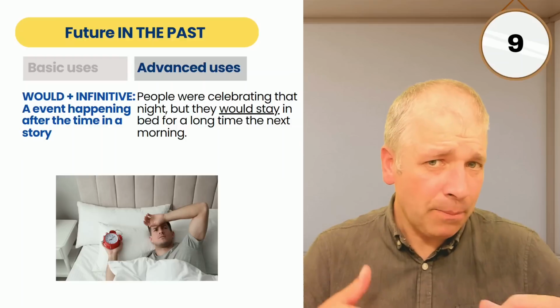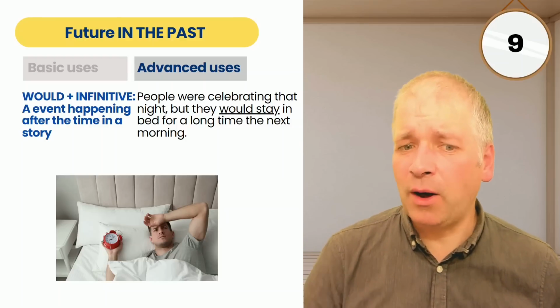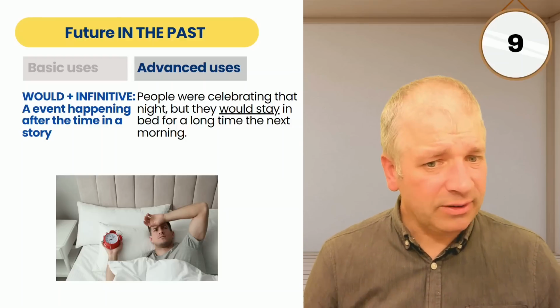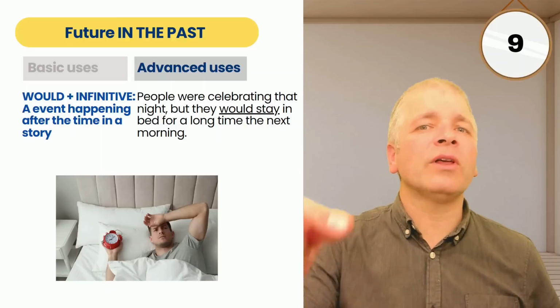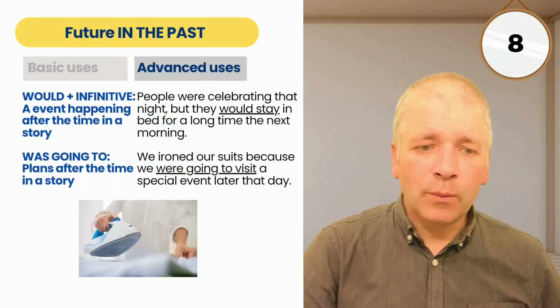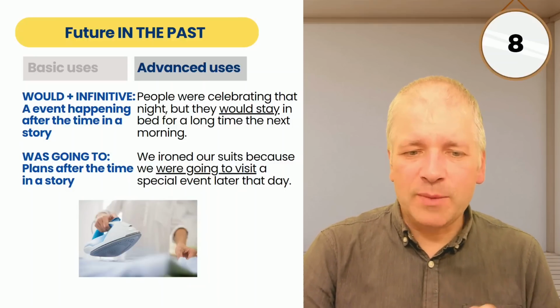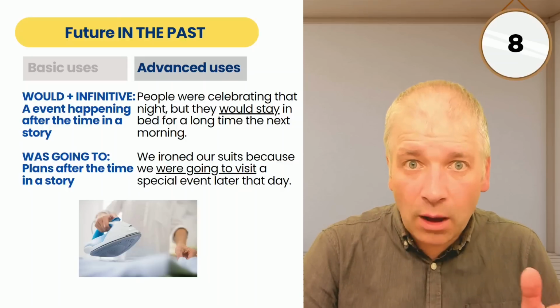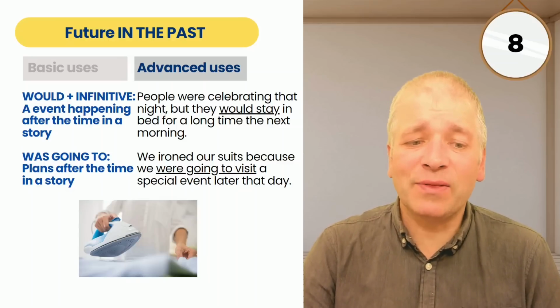It's kind of like giving a preview to someone when you're telling a story. You're previewing the next part. So people were celebrating that night, but they would stay in bed. That is what is coming next in the story. We can also use was going to for plans after the time in the story. For instance, we ironed our suits because we were going to visit a special event later that day.